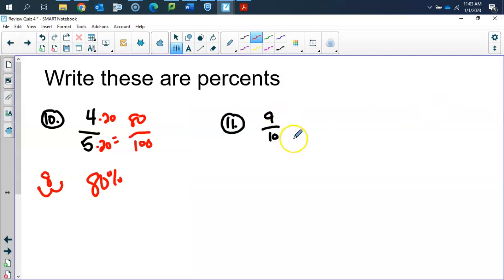Okay, try this one. Go. Okay, 9/10 is 0.9. Move it 2 to the right, 90%. Or I could multiply these both by 10 and get 90 over 100, which is also 90%.